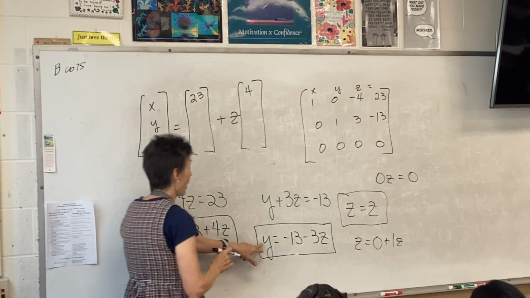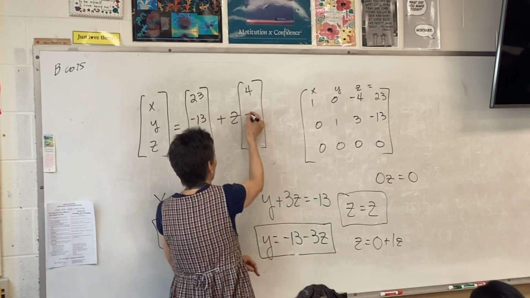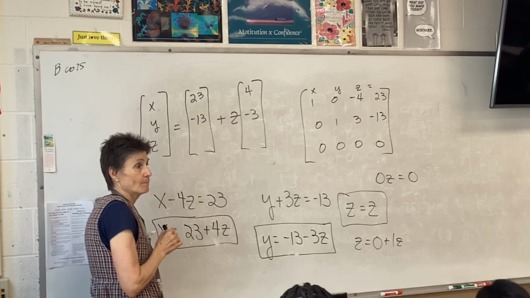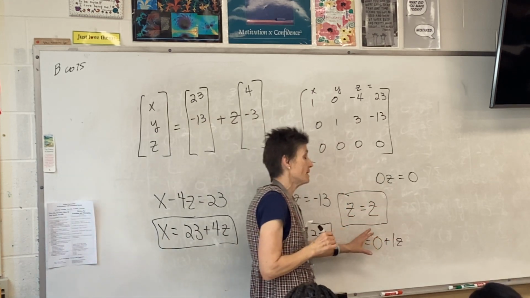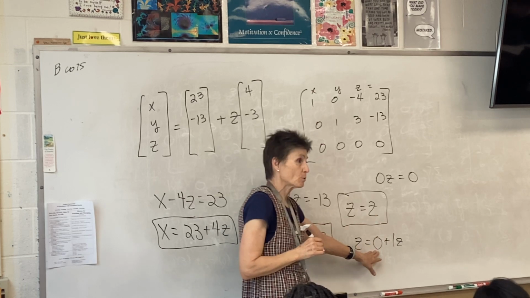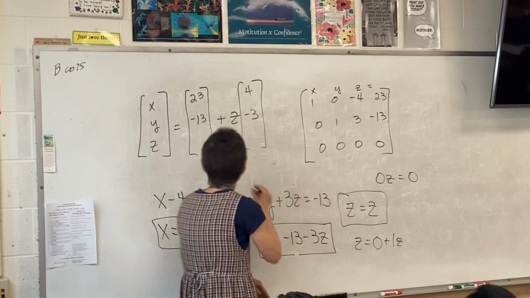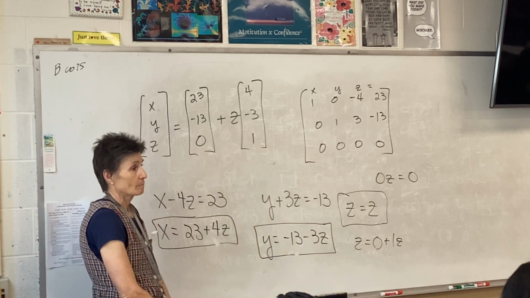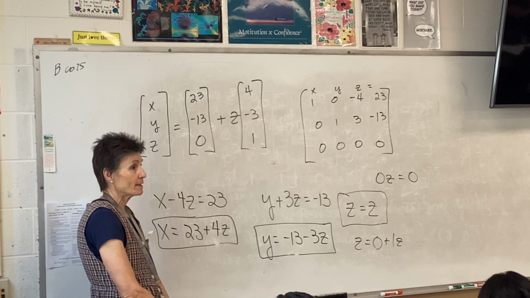All right, and then y. The number part is negative 13, and the z part is negative 3. And then for z, and don't let this one confuse you. It doesn't have a number, so its number is 0. It has 1z, so that one is going to be 0, 1. Everybody okay with that?